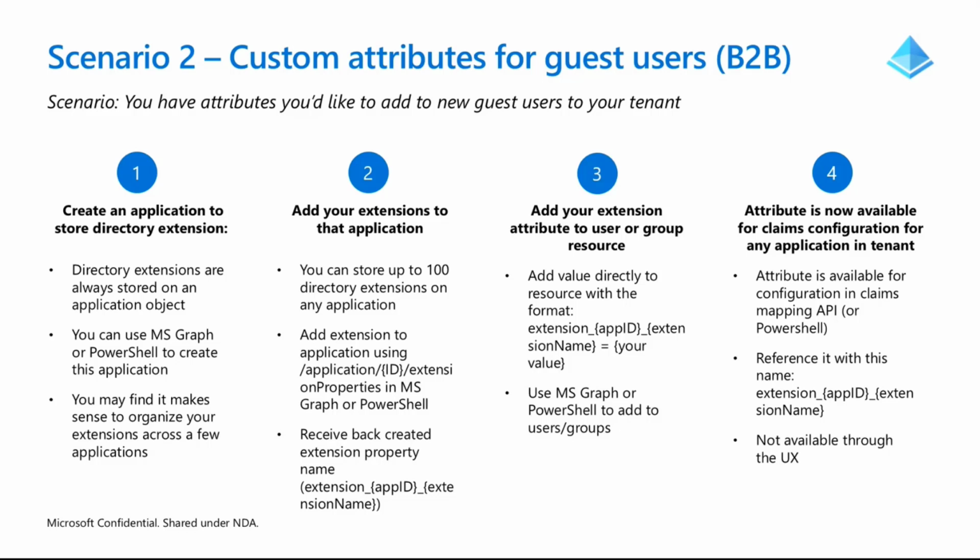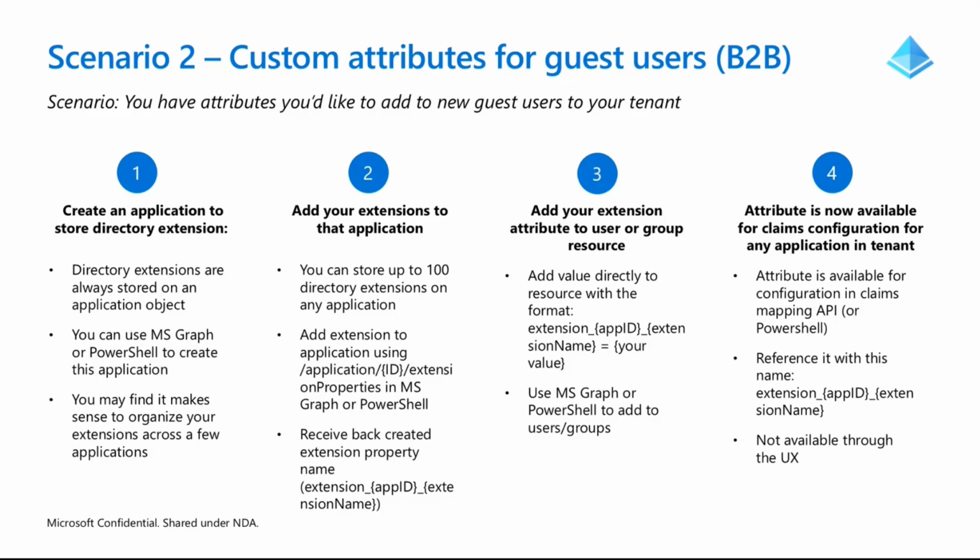The third stage is that once you have your application and have created directory extensions, you move them to targeted users or groups. For example, say I have 2,000 guest users participating in my tenant. Then I can target those extensions only to that set of users, and I can use either MS Graph or PowerShell to populate these different values.